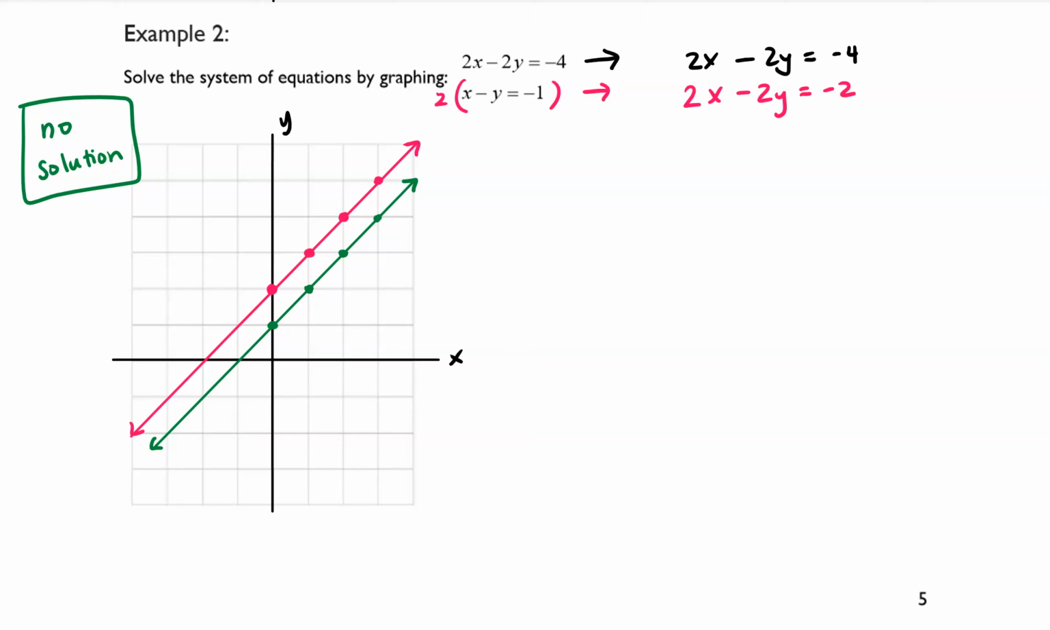Now if I subtract these two equations, 2x minus 2x is 0. Negative 2y minus negative 2y is 0. And then negative 4 minus negative 2 becomes negative 2. So we end up getting 0 equals negative 2. This is not true, and therefore that's what tells us that this has no solution.